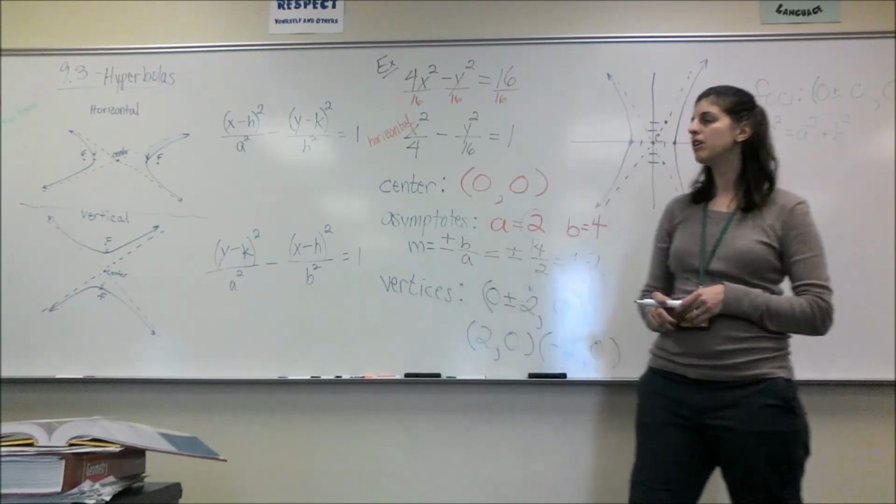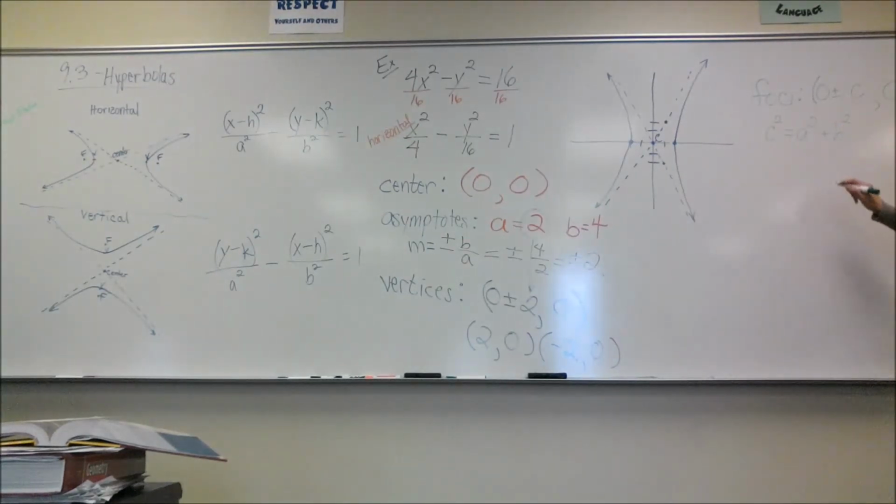What are a squared and b squared? 4 and 16. So c squared has to equal 4 plus 16. They're in your original equation, or your standard form equation, I should say. 4 plus 16 gives me 20. C squared equals 20. So c equals the square root of 20, which is approximately 4.47.